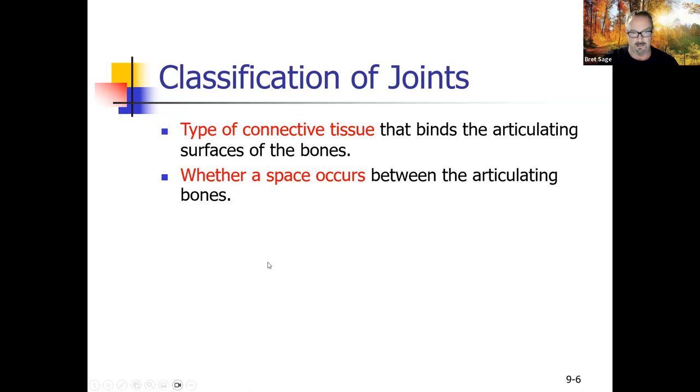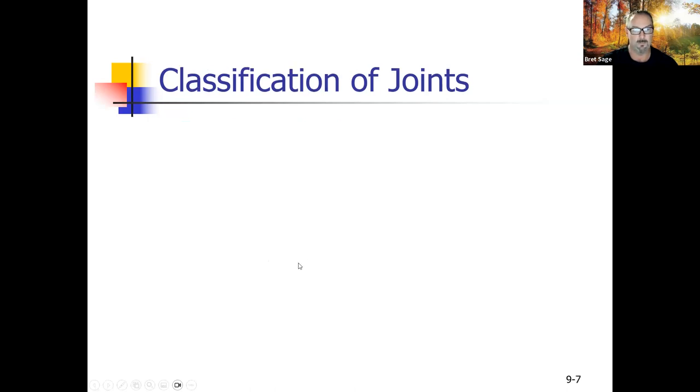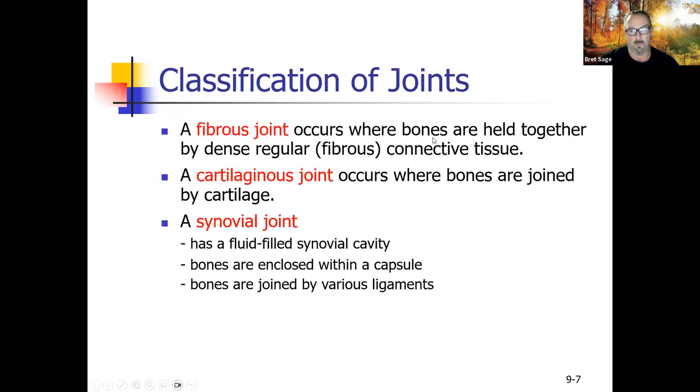So the type of connective tissue that binds the articulating surfaces of the bones helps classify it. Whether a space occurs between the articulating bones is another way to classify the joints. A fibrous joint occurs where bones are held together by dense, regular fibrous connective tissue. Well, I'll be showing you some of those. A cartilaginous joint occurs where bones are joined by cartilage. And we're going to see that between diaphyses and epiphyses of long bones, as well as in the rib cage.